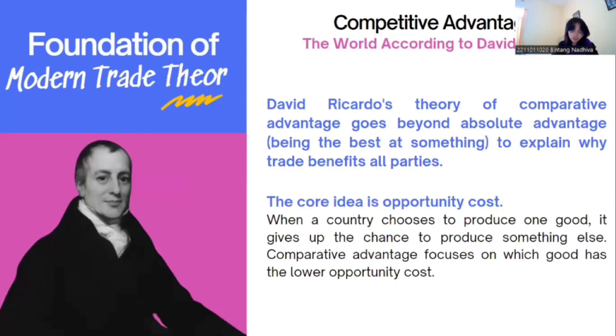And the next one is comparative advantage, according to David Ricardo. David Ricardo's theory of comparative advantage goes beyond absolute advantage, being the best at something, to explain why trade benefits all parties. The core idea is opportunity cost. When a country chooses to produce one good, it gives up the chance to produce something else. Comparative advantage focuses on which good has the lower opportunity cost.